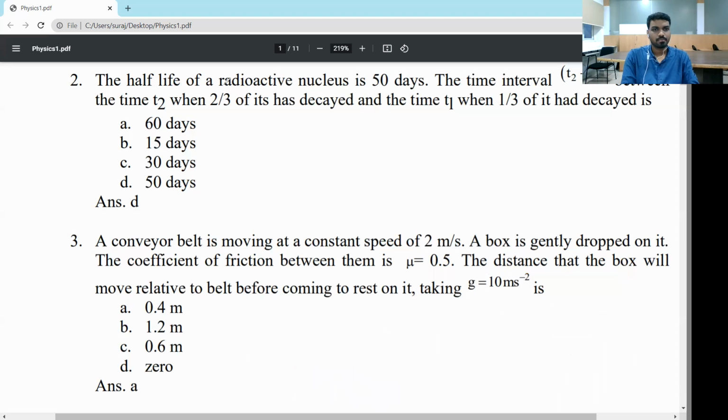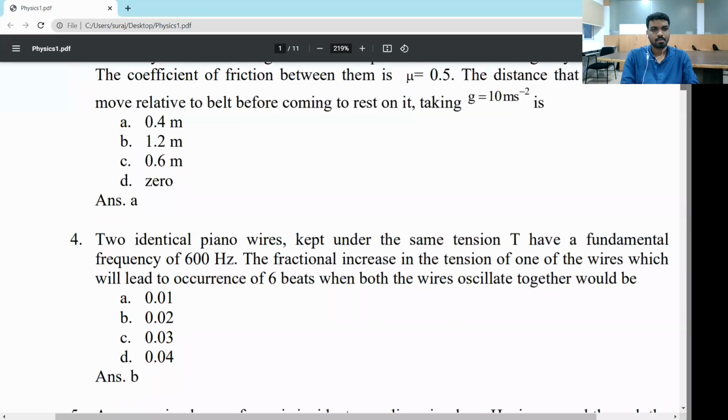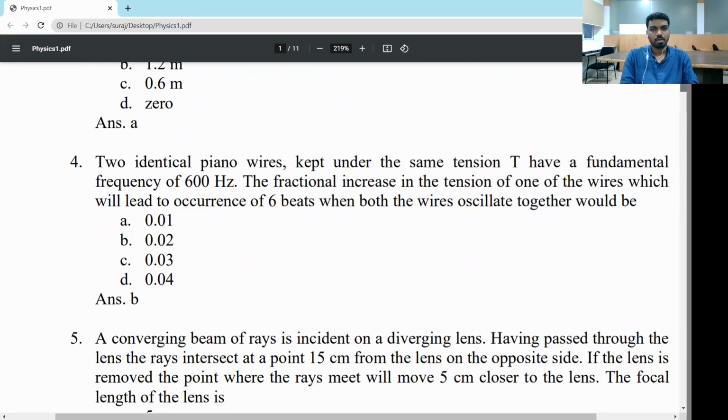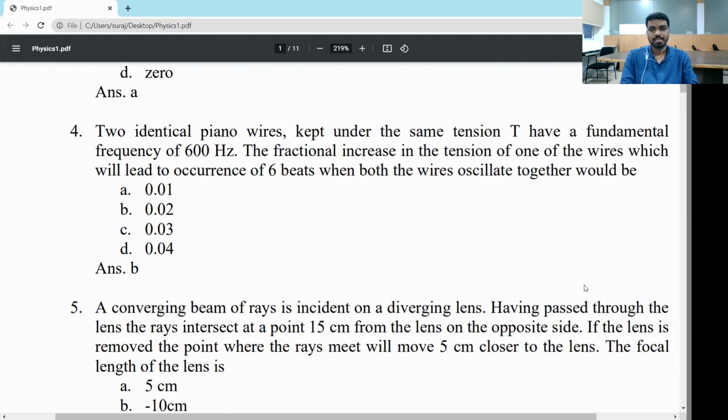Question number 4. Two identical piano wires kept under the same tension T have a fundamental frequency of 600 Hz. The fractional increase in tension of one of the wires, which will lead to occurrence of 6 beats when both the wires oscillate together, will be. So what is given? Two identical piano wires, kept under the same tension, having a fundamental frequency of 600 Hz.